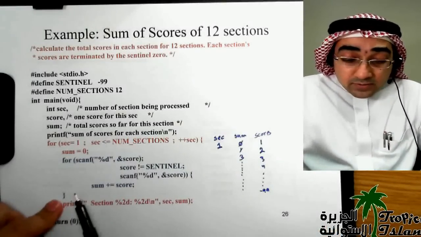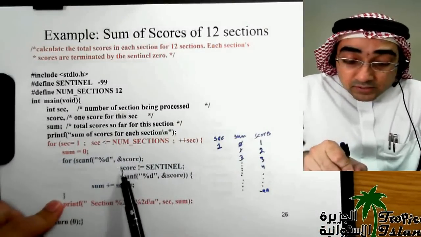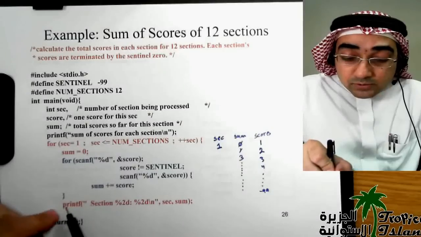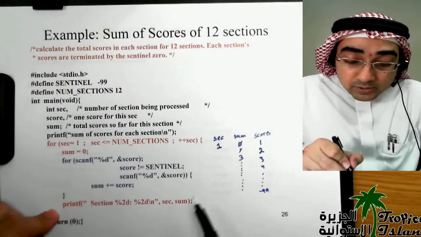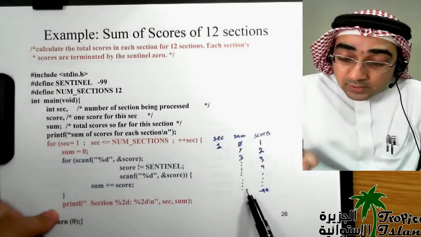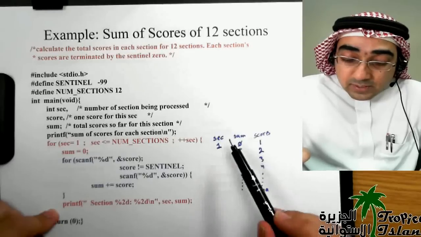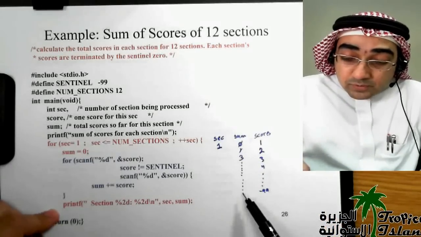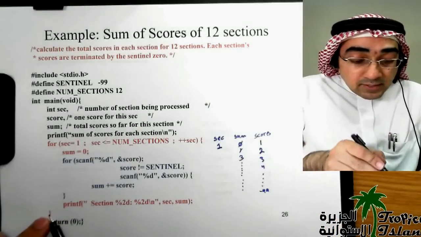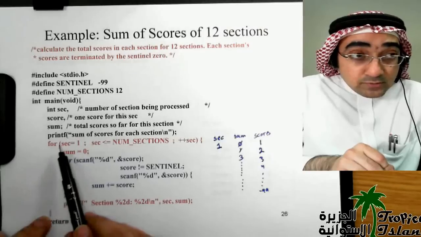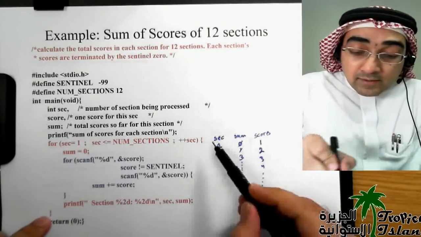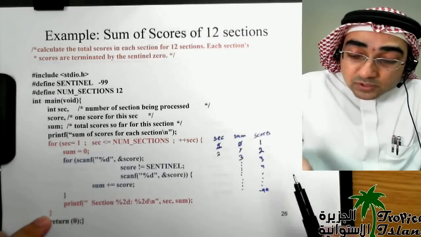When he enters a -99, this condition will become false. Is score not equal to sentinel? No. I'm going to go out and print the section, which is 1, and the sum, whatever the value of the sum is. I'm going to print it for section 1. This is the sum of it. Then I come to the end of the first for loop. So I go back here and I increment section. So section is going to become 2 now.